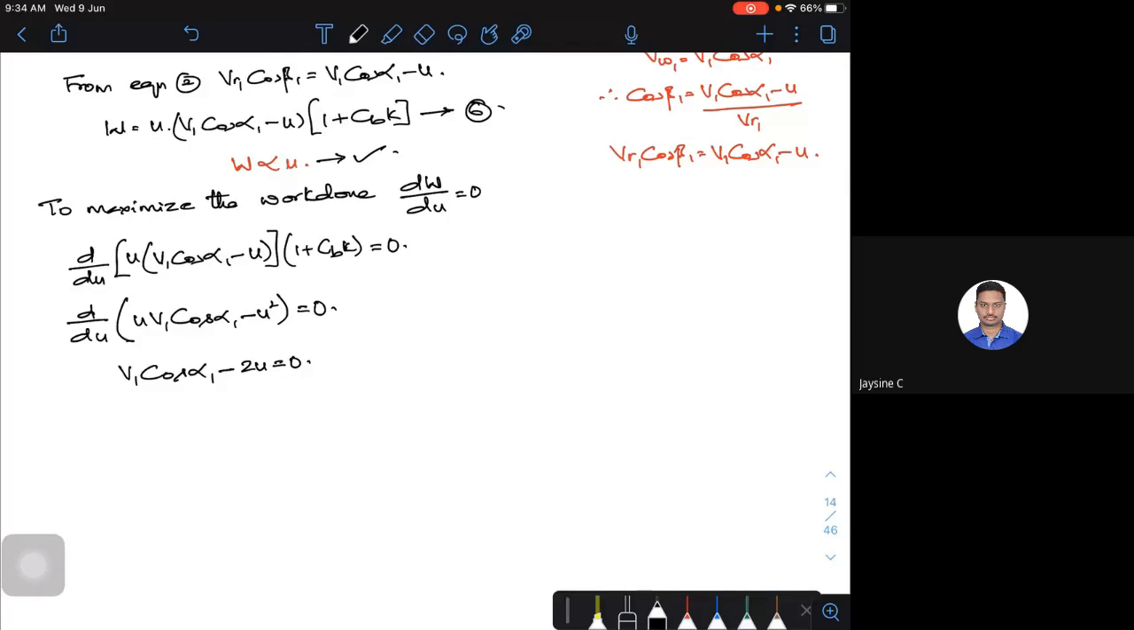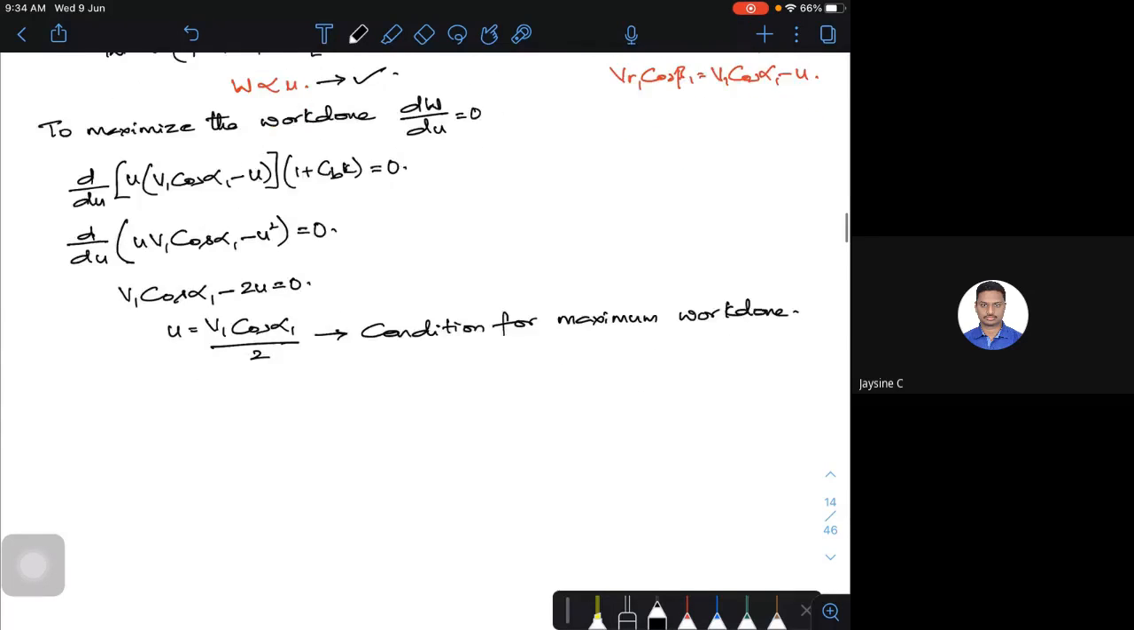If I do a little bit of cross multiplication and take it to the right hand side, 2u will be v1 cos alpha 1, or u is equal to v1 cos alpha 1 by 2. So this is the condition for maximum work done. When u is equal to v1 cos alpha 1 by 2, I'll be getting the maximum.